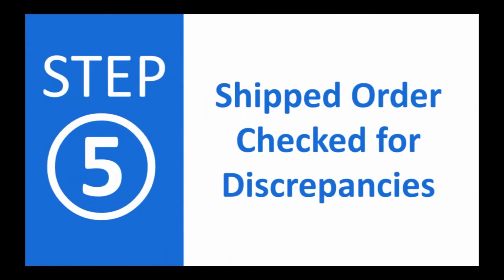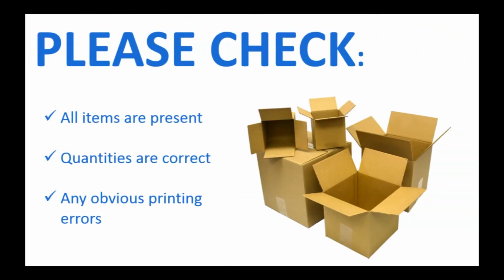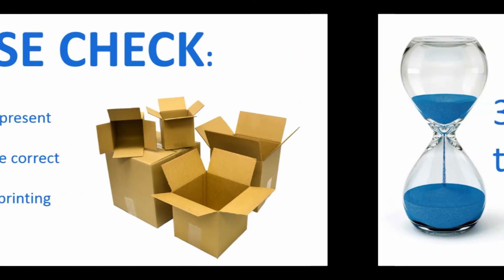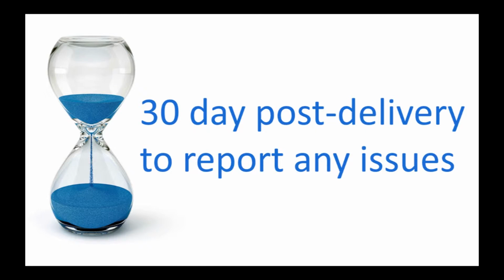Once the order arrives at the school, it is the JHU representative that is responsible for receiving the material and making sure all the items have arrived and report any discrepancies to me immediately. We allow 30 days post-delivery to alert us of any issues. Beyond 30 days, it is very difficult to effectively resolve any issues.